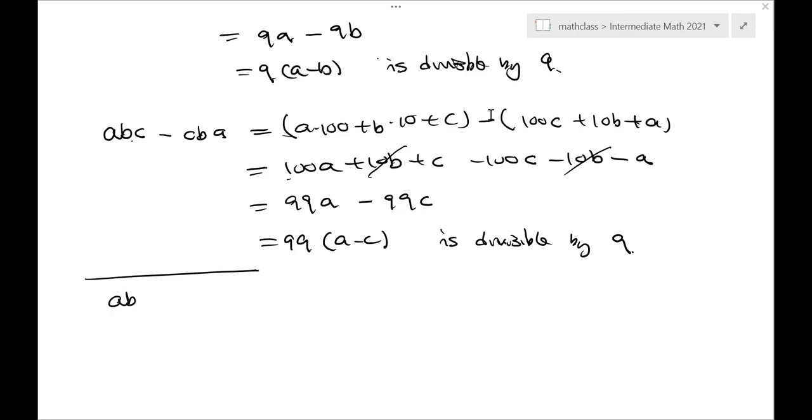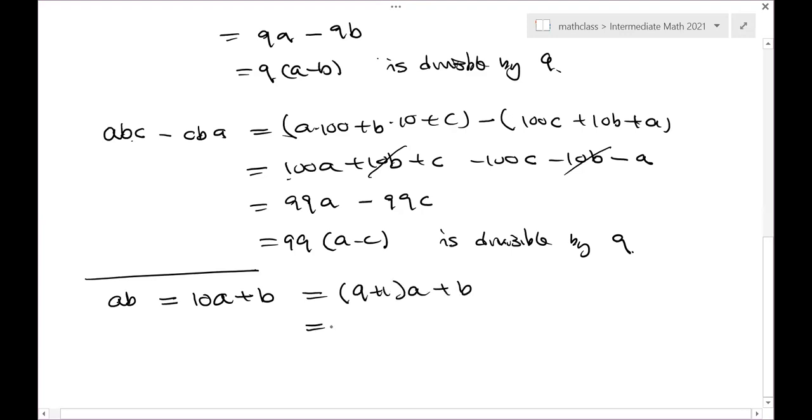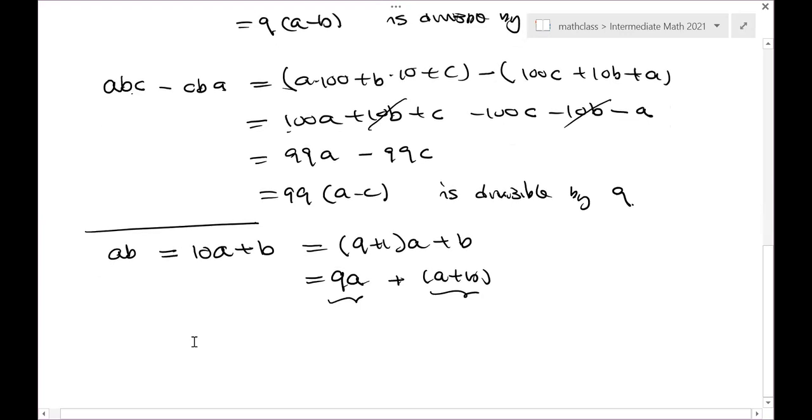All right. So let me show you the proof for two-digit. Okay, this is a two-digit number, right? It's 10A plus B. But this 10 can be written as 9 plus 1. Then you get 9A plus the sum of those two digits, A plus B. So this is the sum of two digits. This is always divisible by 9. So AB, this is a two-digit number. It's not a product of two numbers, okay? AB is a two-digit number, is divisible by 9 if and only if A plus B is divisible by 9, okay?